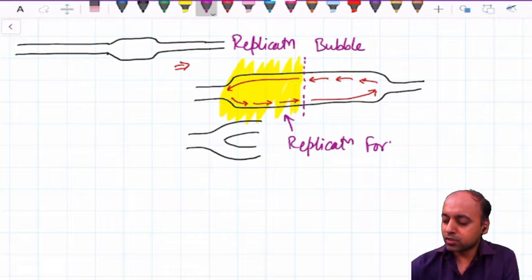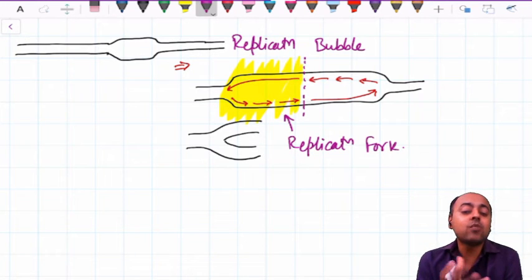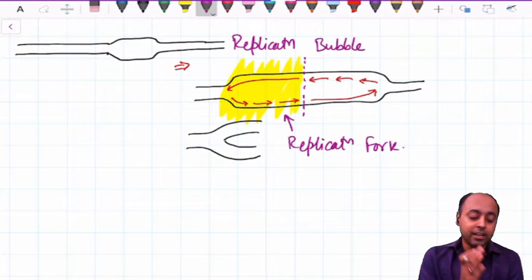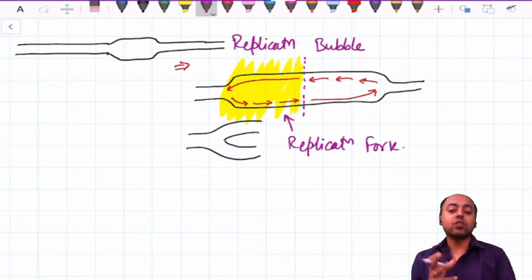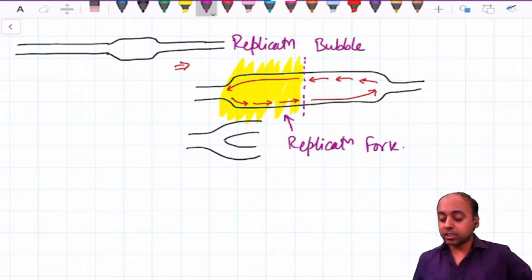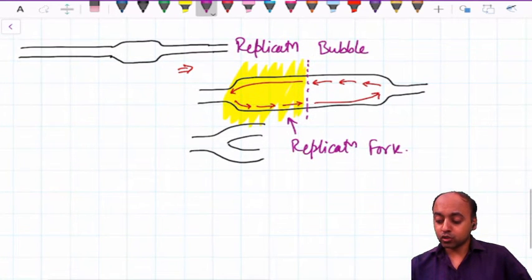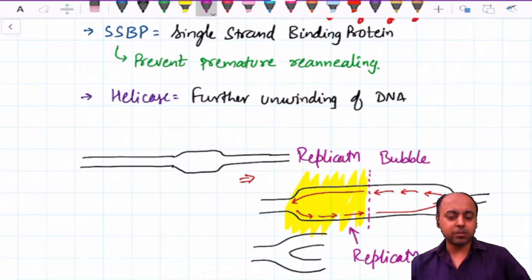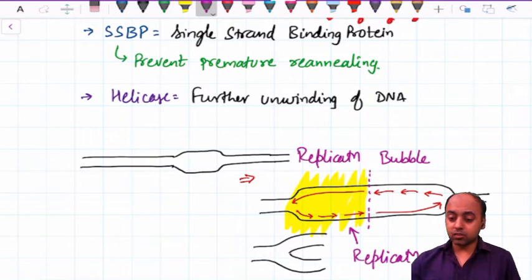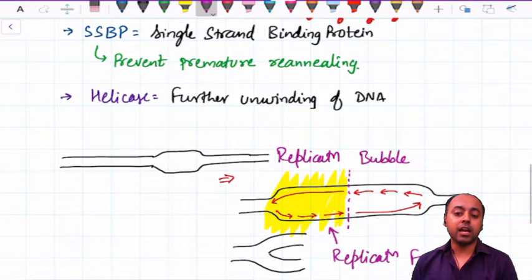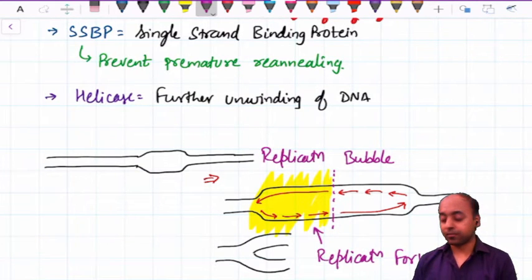I'm telling you this because we are going to focus on a replication fork to understand what is happening in the replication. When we take the replication bubble, it becomes very complicated. So we'll take one replication fork and try to see what is happening inside this replication fork within the prokaryotes, how the replication is proceeding. So helicase will cause further unwinding, and after the unwinding, at the same time the replication process will also start, giving rise to what is known as the replication bubble and the replication fork.